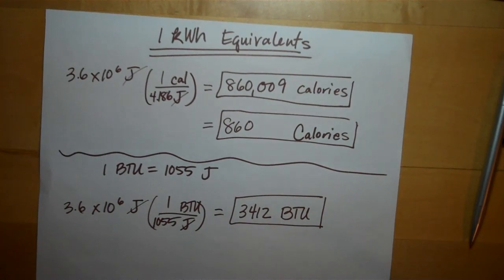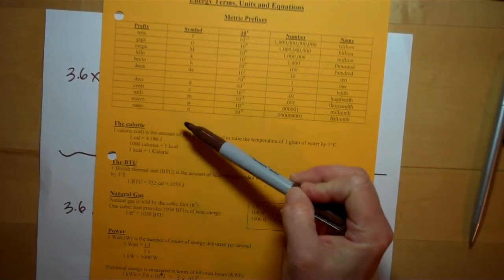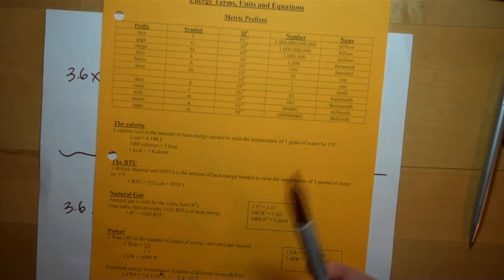Now that you know all these relationships, you can do any sort of conversions with any sort of problems. And if you have a sheet like this that keeps all the relationships straight, you can do any kind of conversions.